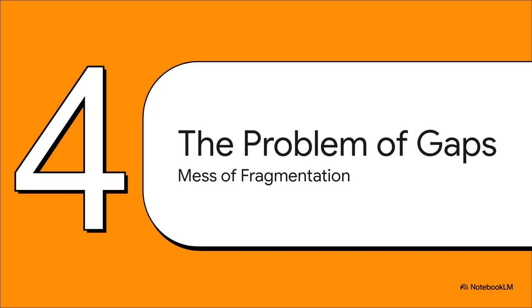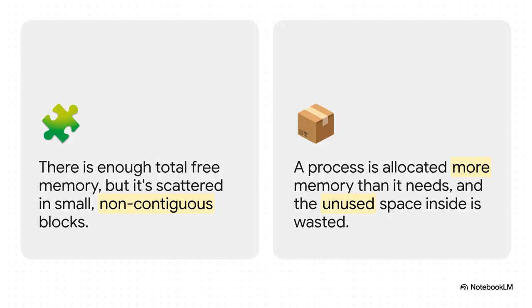Over time, as we keep putting books on the shelf and taking them off, our nice, clean bookshelf starts to get messy. It gets filled with lots of small, useless gaps. And this mess has a name: fragmentation. And this mess comes in 2 flavors.